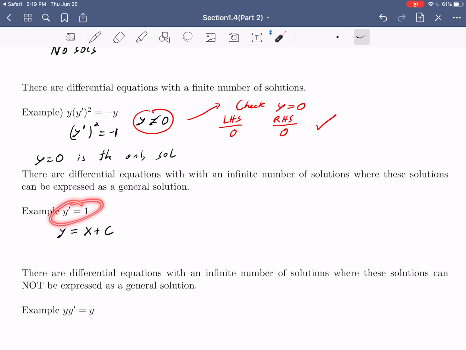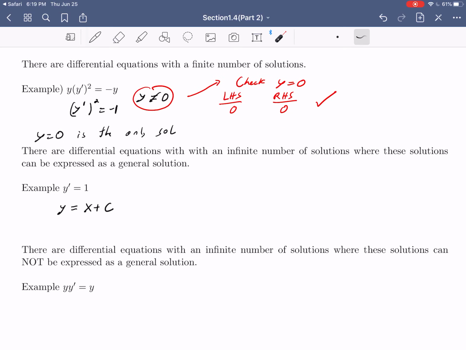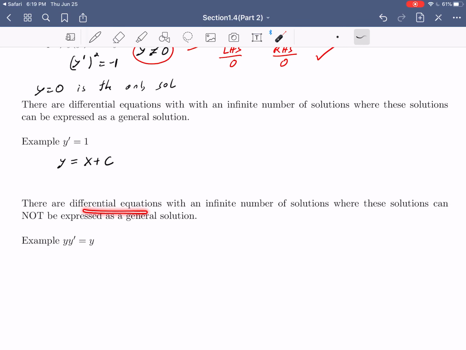So this is an example of a differential equation with a general solution. These are the ones we really, really hope for. This is sort of the nicest thing that can happen with a solution set for a differential equation. Then, as we've run into, there are some differential equations with an infinite number of solutions where unfortunately the solutions cannot be expressed as a general solution. Very similar to this one, we have y prime equals y. If you think about this, you could start by dividing by y. You get y prime equals 1. We know that that then has the solutions y equals x plus c. So that guarantees that it has an infinite number of solutions.